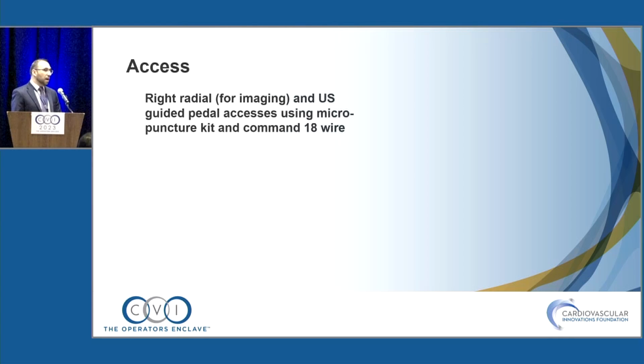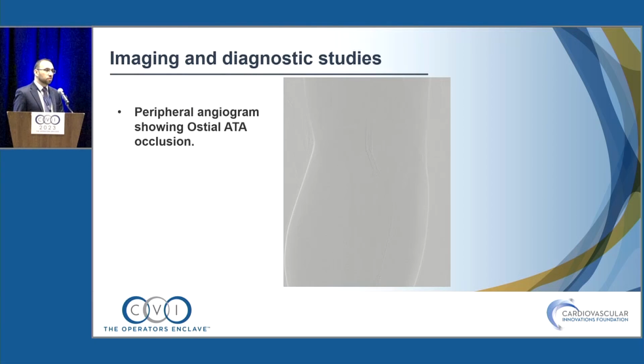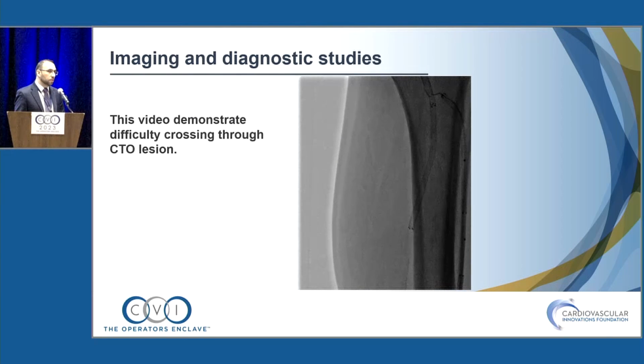Access: we gained 2 accesses, a radial access for imaging, and we got a left pedal access using a micropuncture kit. It was blocked, actually, we had to open it as well. So this is his peripheral angiogram. I do apologize, I don't have the video, but it's occluded distally, the common peroneal. You can see the ATA is gone. You can see we're trying with the Command wire, multiple attempts. It won't go through.